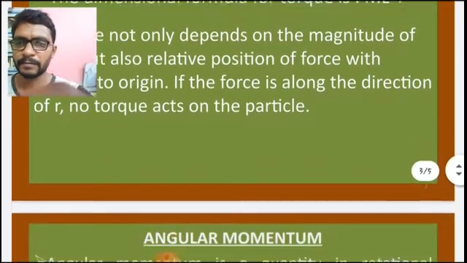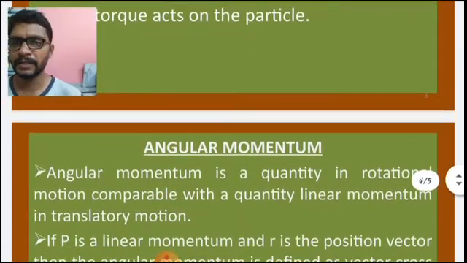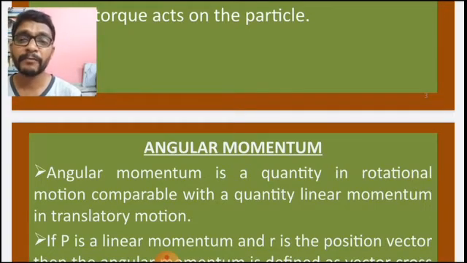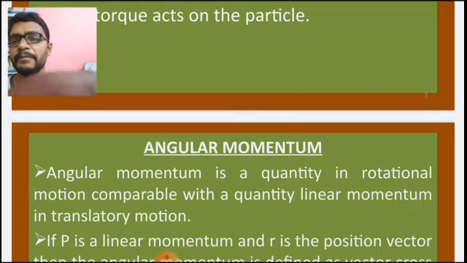Now, let us see one more thing here, angular momentum. We know linear momentum can be written as p is equal to m v, the product of mass and velocity. But how can we define angular momentum here? Angular momentum is a quantity in rotational motion comparable with linear momentum in translatory motion.